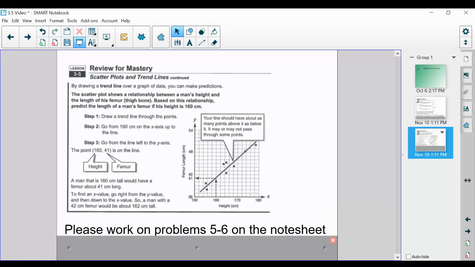Awesome, folks. Good job so far. So please now work on problems 5 through 6 on the provided note sheet. If you have any questions, please jot them down as we will go over them in class.